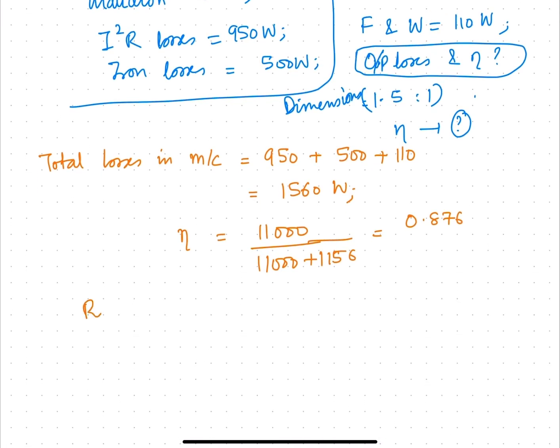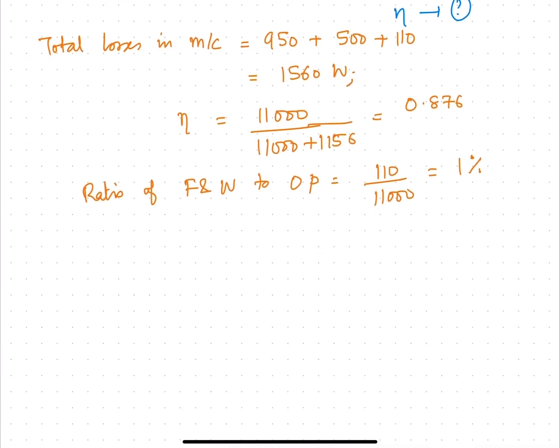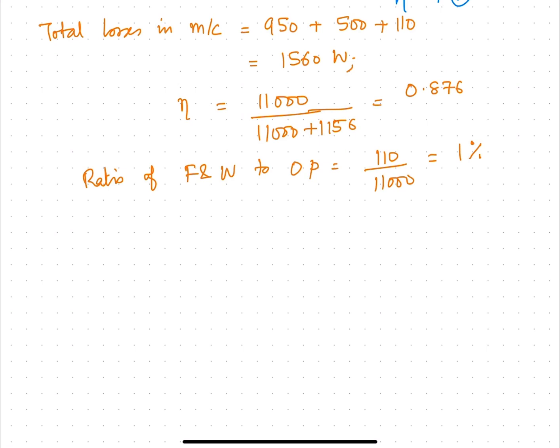So the ratio of friction and windage to the output is about 110 over 11000, so it's about 1%. Okay, so this is for the original machine. We know that the output varies as the fourth power of the linear dimensions, so the output of the second motor is 1.5 raised to the power 4 times 11, so it is 55.7 kilowatts.